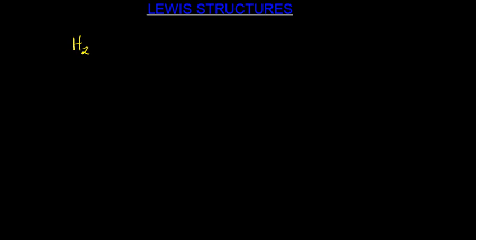So H2, what is the Lewis structure of H2? The first thing is we need to understand how many electrons there are. Each hydrogen has only one electron, but there are two of them. So only two electrons are here, and these two electrons are the ones which will be distributed.